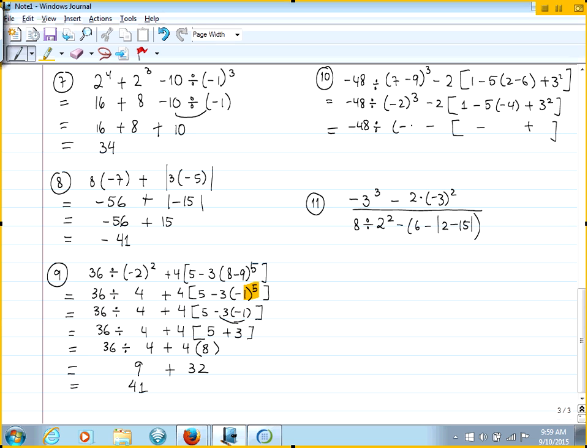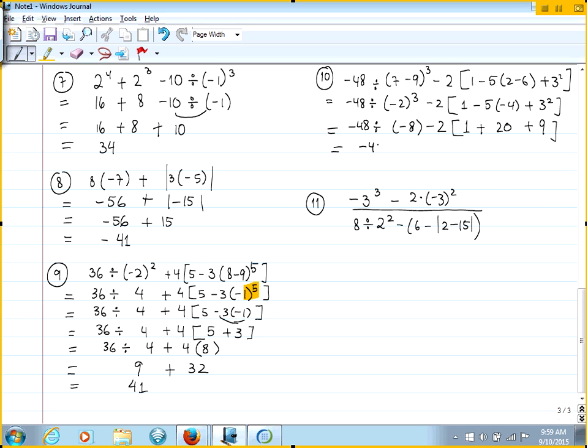What is negative 2 cubed? Negative 8, yes. So minus 2. Now, which one do we do inside here? The exponent, which is 3 squared, which is 9. What about these? 1 plus or minus here? Negative 5 times negative 4. 1 plus 20. Okay. Good.